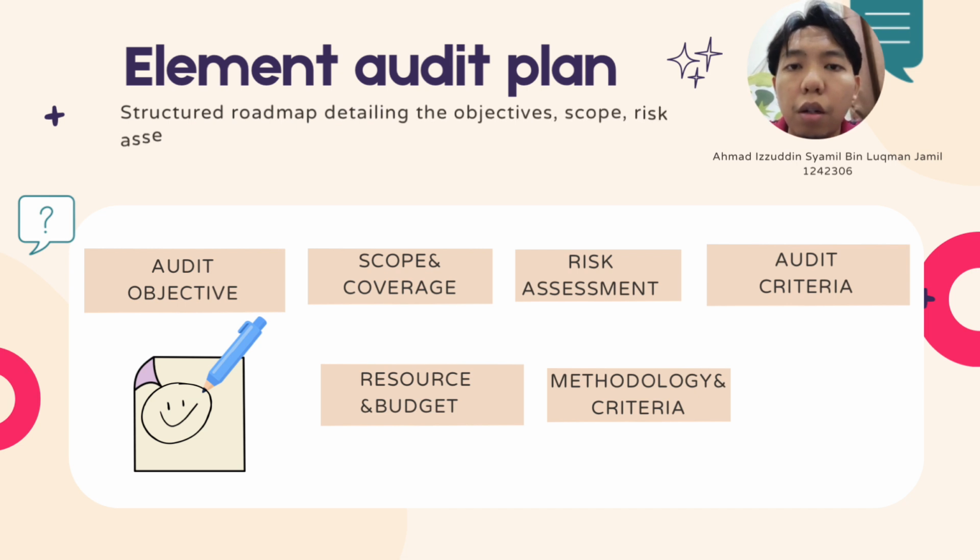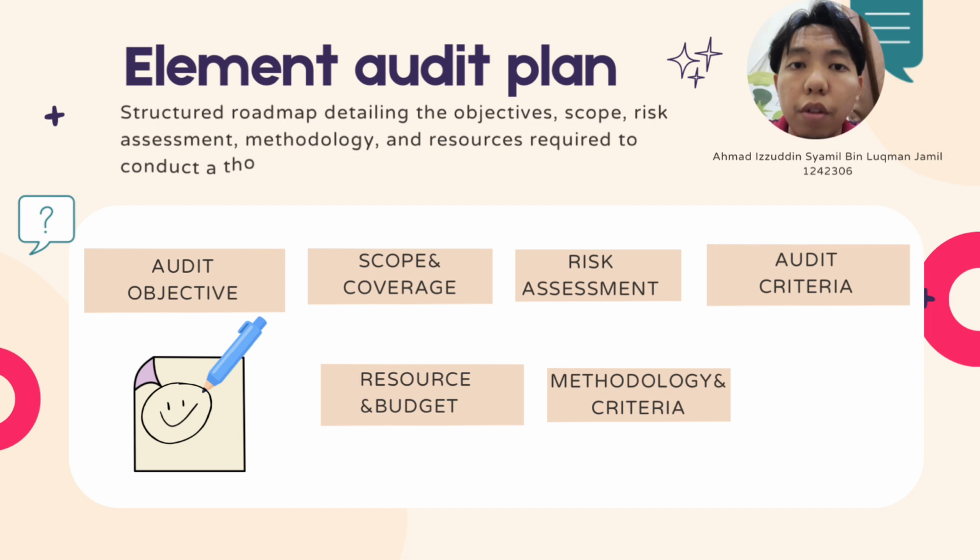There are several elements of an audit plan. First, audit objective, which defines what the audit aims to achieve. Second, scope and coverage, which specify the exact boundaries of the audit. Third, risk assessment, which identifies potential risks like errors and policy violations. Next, audit criteria, which establish the standards and industry regulations.